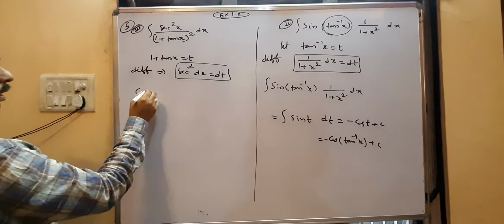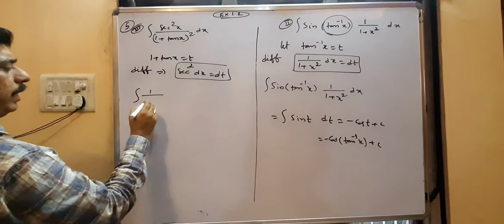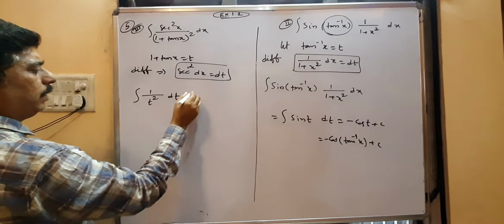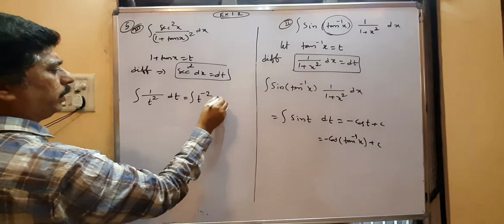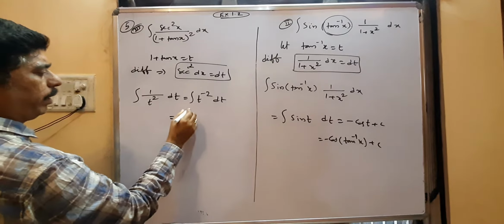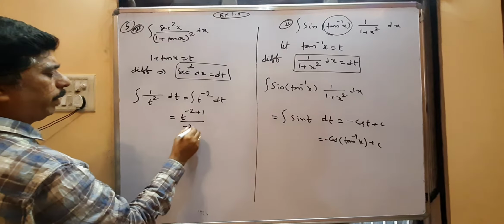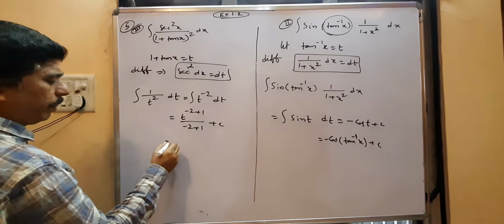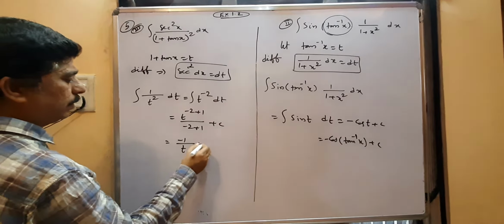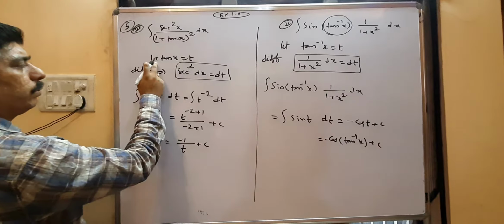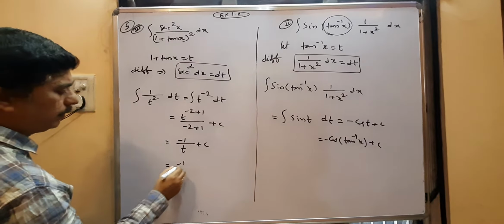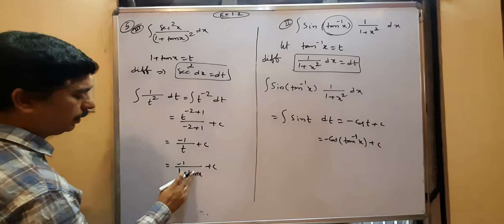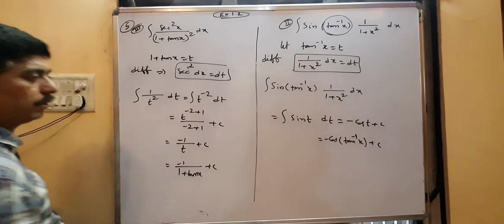Then this becomes 1 by (1 plus tan x) whole square, that is t square. Secant square x into dx is dt. That is integral of t power minus 2 dt. That is equal to t power minus 2 plus 1 by minus 2 plus 1 plus c. Minus 2 plus 1 is minus 1. That becomes minus 1 by t plus c. What is the t value here? 1 plus tan x. That is minus 1 by 1 plus tan x plus c is the answer. Copy it.